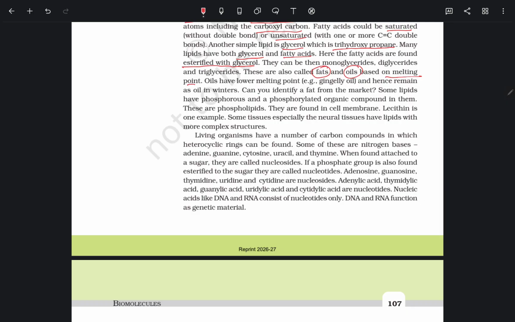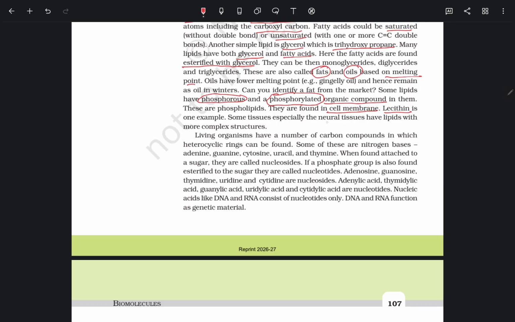Can you identify a fat from the market? Some lipids have phosphorus, a phosphorylated organic compound, in them. These are phospholipids. They are found in the cell membrane. Lecithin is one example. So the phospholipid is found in the cell membrane and lecithin is the example.